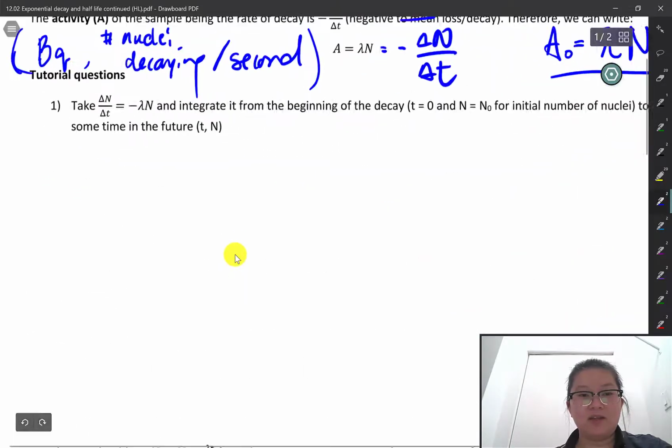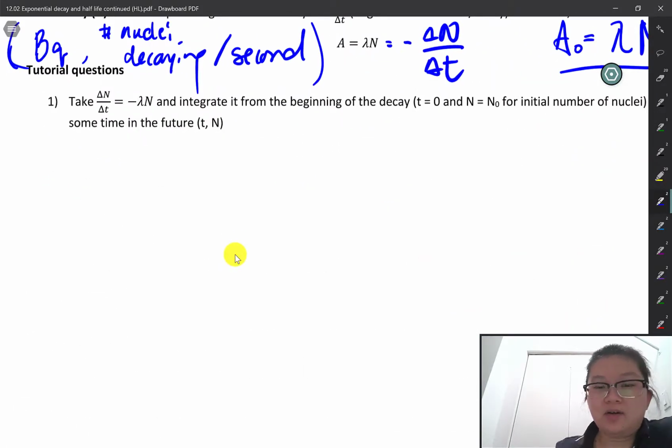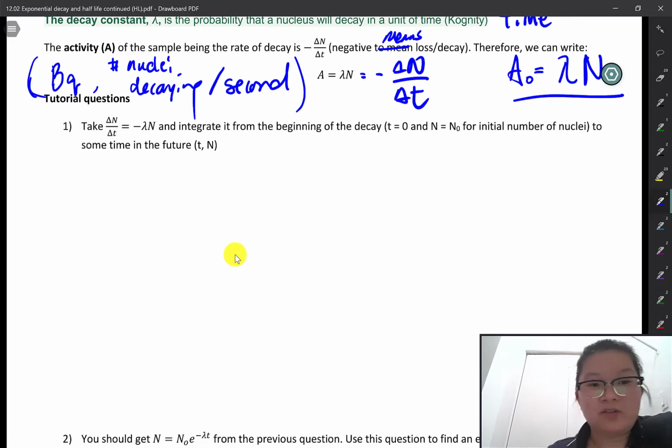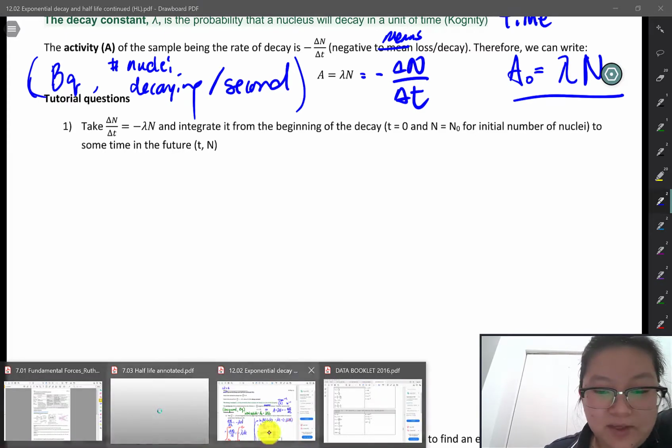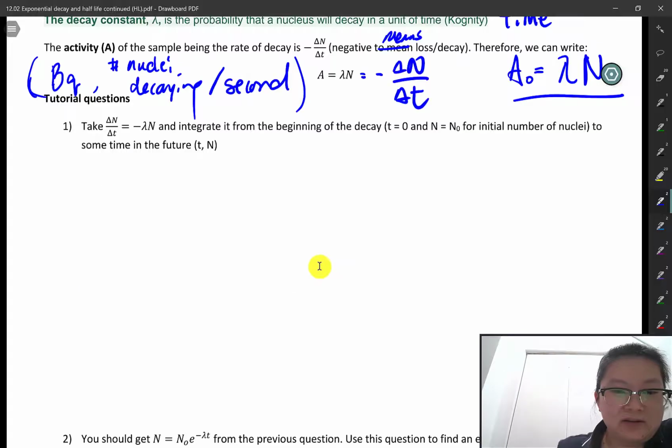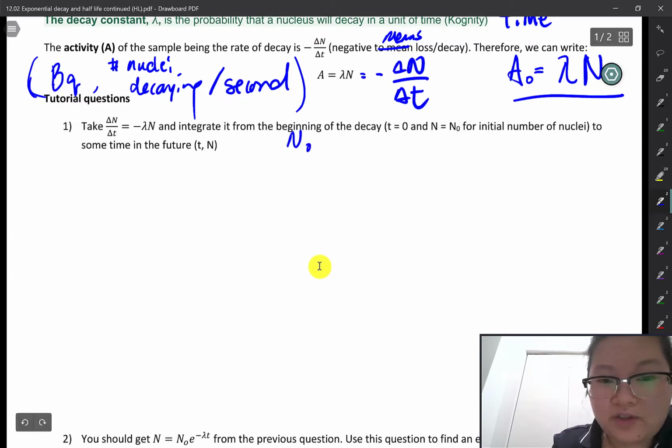Okay, so let's begin. We're essentially going to show that this equation, which is the decay equation, is going to give us exactly what we get in our data booklet, which is this guy over here: N is equal to N naught e to the negative lambda t. So we want to show this.